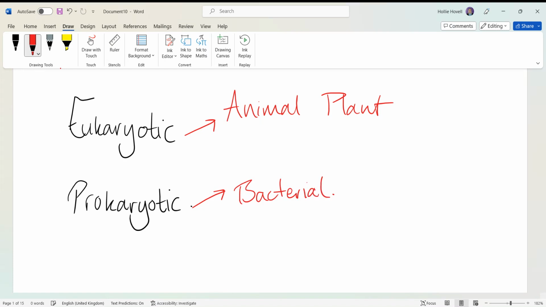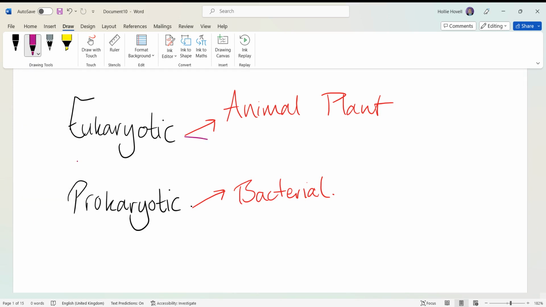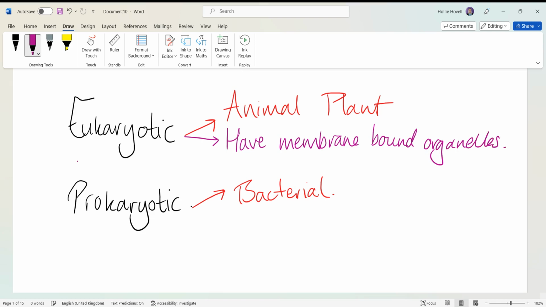And why do we group things in these two groups is determined by whether or not they have membrane-bound organelles. So eukaryotic cells do have what we call membrane, you need to know this exact phrase, membrane-bound organelles. Okay. And the difference between eukaryotes and prokaryotes is the prokaryotes do not have membrane-bound organelles.